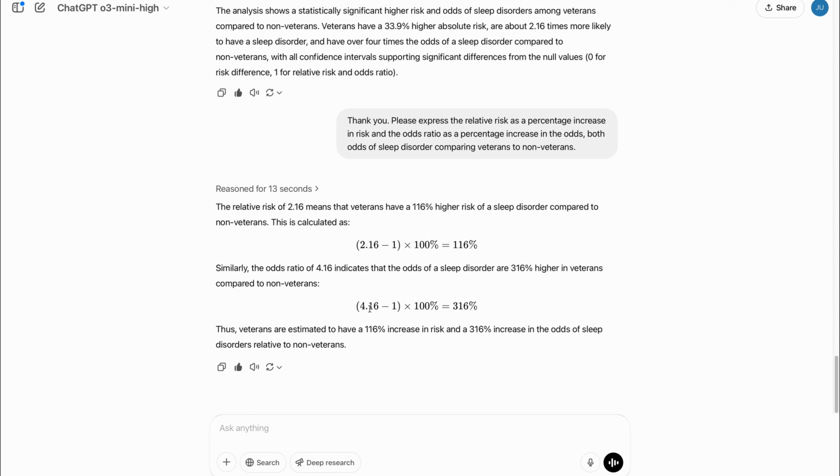It's higher than 1, so we subtract 1 from it, multiply by 100%, that leaves 4.16 as 316%. So there's a 316% increase in the odds of sleep disorder comparing the veterans to the non-veterans. So I think absolutely beautiful. Once again, you do this pen and paper first, then come and have a look at how these models solve this problem. And as you can see, they all do a terrific job.